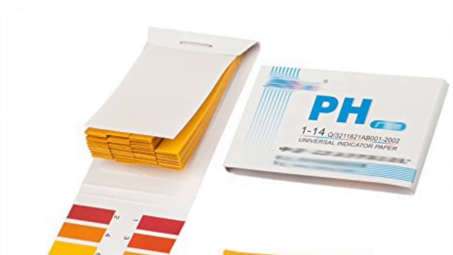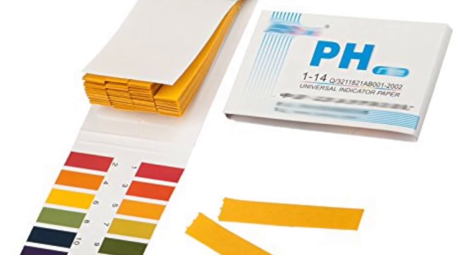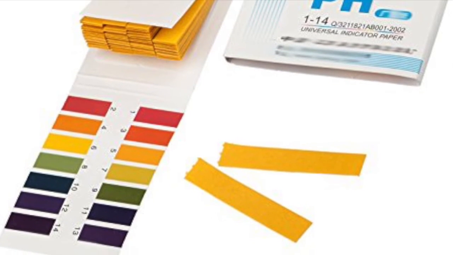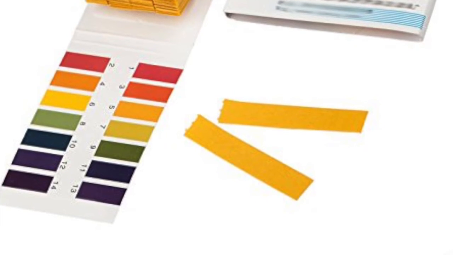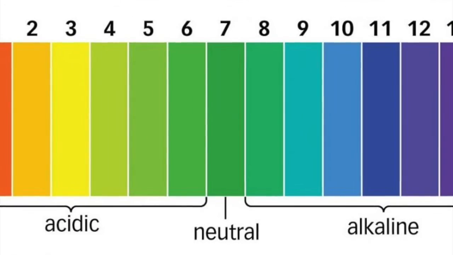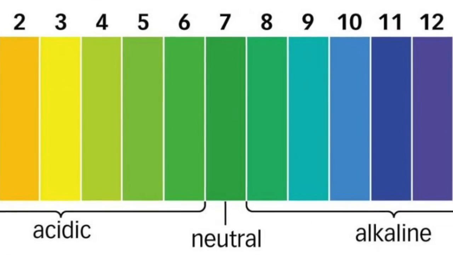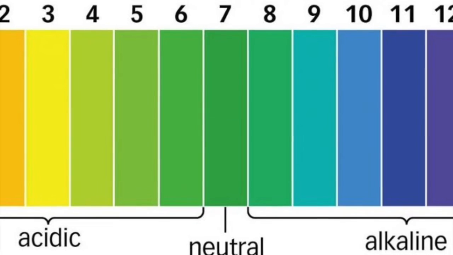Remember that litmus is an indicator that has two colors, red and blue. If a solution is acidic, it turns blue litmus red. You can use litmus as a solution or as litmus test paper. Remember that universal indicator is a mixture of indicators which shows a range of colors depending on the pH.